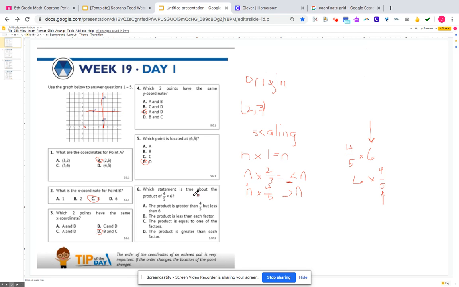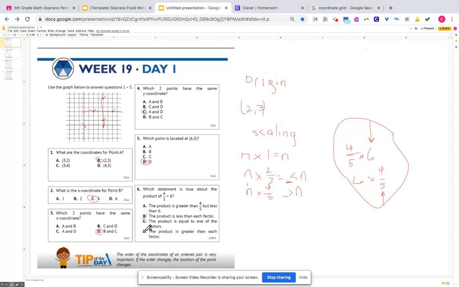So A says the product is greater than 4/5, but less than 6. I think that's what we just talked about right here, but let's move on to make sure. The product is less than each factor. Well, that's not true because here we see the product decreasing, and then if we flip that equation, we see this factor increasing. The 6 makes the 4/5 go up in value. So that's definitely not true. The product is equal to one of the factors. That's not true because we're not multiplying by 1. The product is greater than each factor. Well, both of these are not going to increase in value.